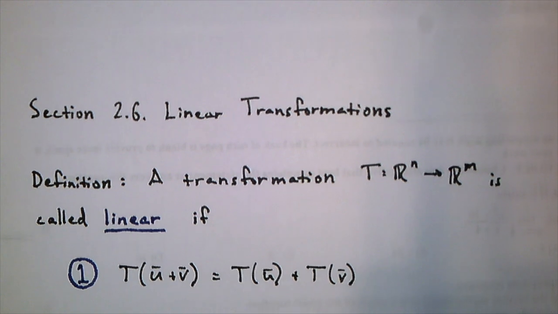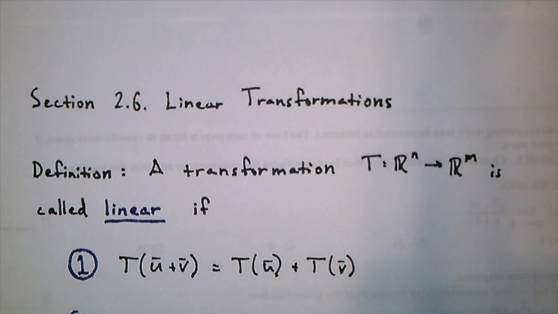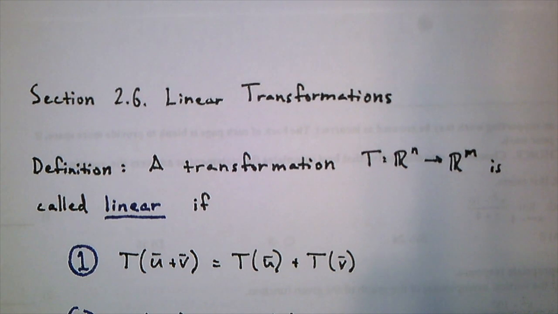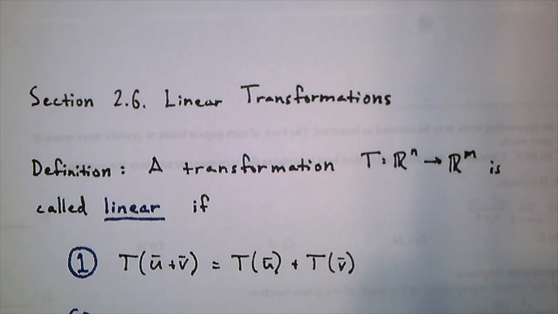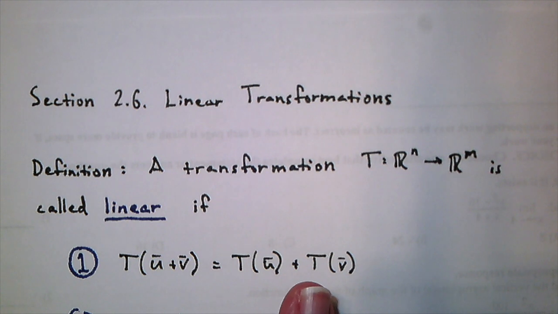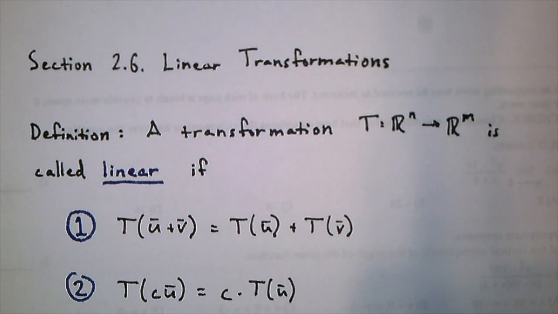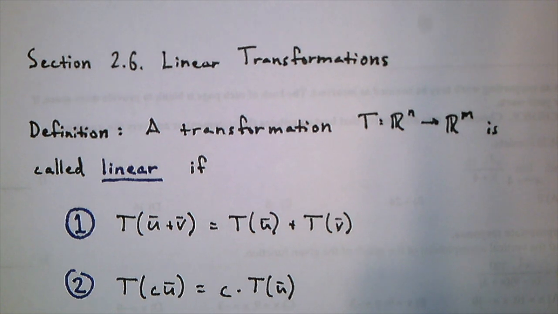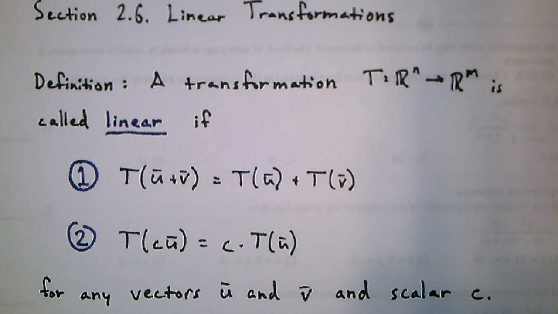A transformation, T, from the vector space Rm to Rm is called linear if it has two properties. The first property is that it should distribute over addition. The second property is that we should be able to factor out constants. And this should work for any vectors u and v or scalar c that we might plug in to the transformation.